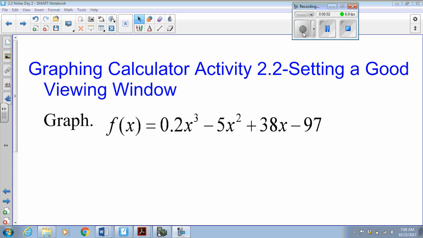So this is the 2.2 graphing calculator part of the notes. Here it says you're going to set a good viewing window. For this problem, we're going to graph f of x equals 0.2x cubed minus 5x squared plus 38x minus 97. Now we're going to use our graphing calculator to do that. So go ahead, you'll bring it up.